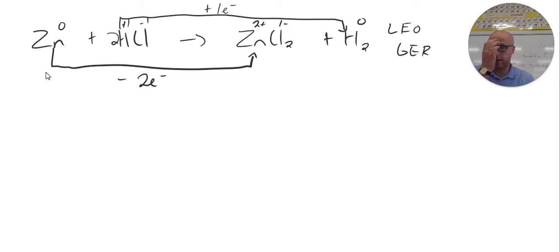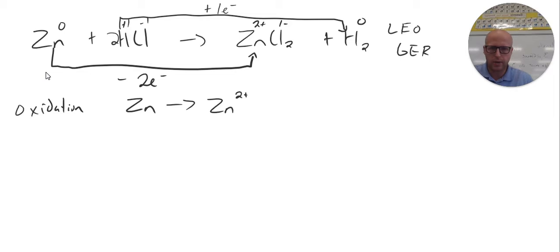Loss of electrons is oxidation. So let's look at the oxidation half reaction first. We have zinc metal going to a zinc ion with a 2+ charge. Well, how did it do that? By producing 2 electrons.